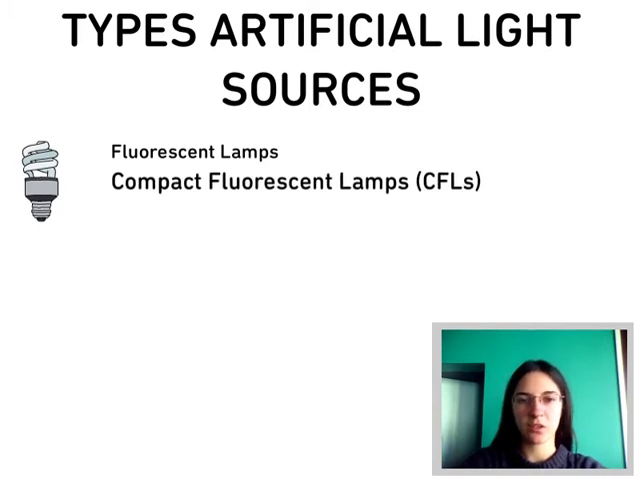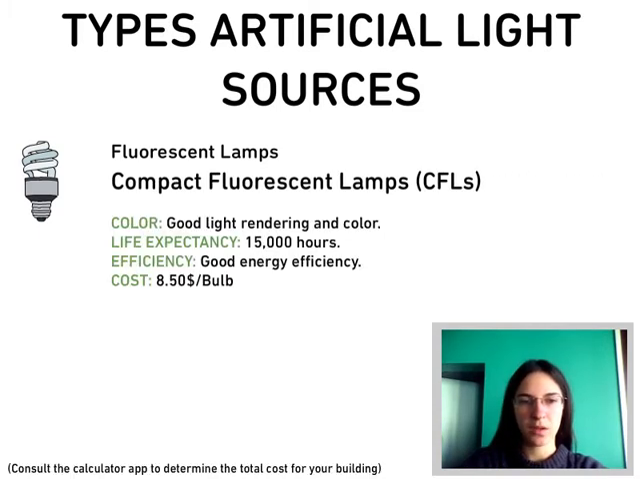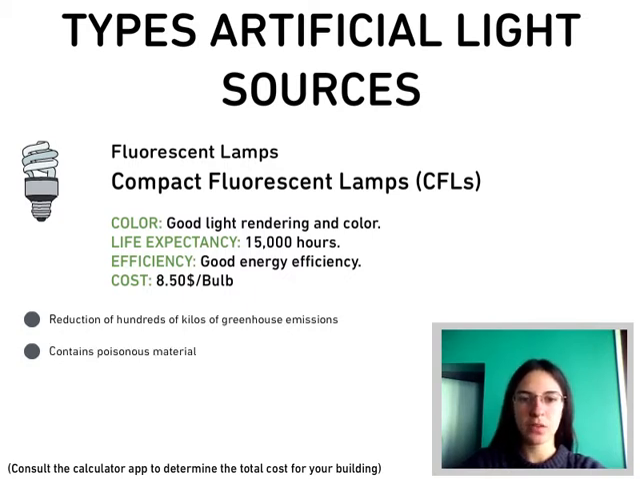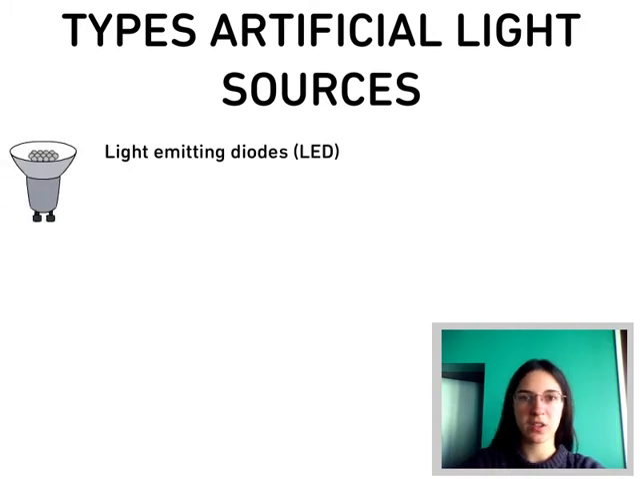The second type is compact fluorescent lamps. One bulb can help reduce greenhouse gas emissions by hundreds of kilos. They contain toxic mercury, which can be harmful to humans and the environment if bulbs are not disposed of properly. These lamps achieve up to 70% energy savings in comparison to standard light bulbs. They are dimmable. Finally, we have light-emitting diodes, or LEDs.